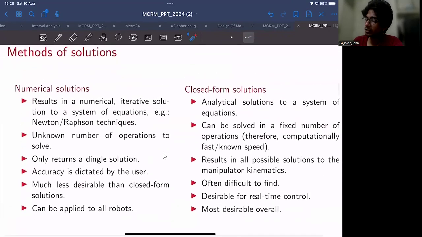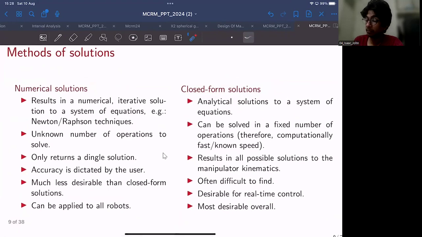Okay, so there are two ways of solving the inverse kinematic problem. One approach is numerical methods, which is what I've just said. And the second approach is the closed form solution, right? The main differences between the numerical and the closed form solutions are summarized here. In numerical solutions, the results are numerical. They follow some iterative procedure. For example, we know how to solve nonlinear equations using the Newton-Raphson technique. There are other techniques called the regula falsi method. You can also use bisection methods. All these methods are available for solving numerically.